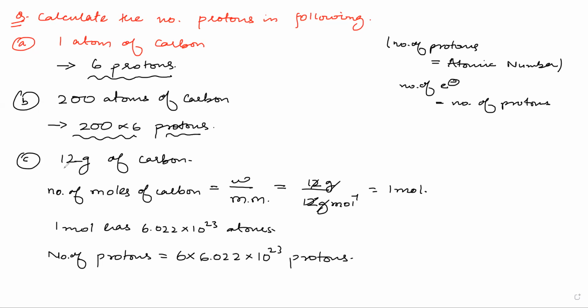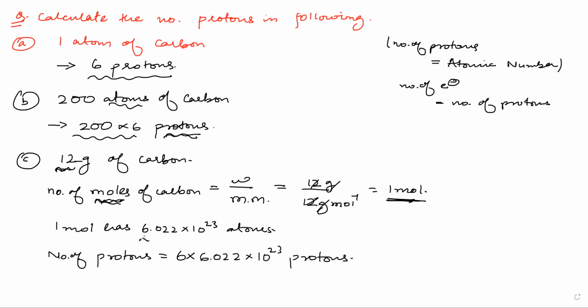Yes, correct. Now, if we have 12 gram of carbon atoms, so for the number of protons, we need the number of atoms. We cannot directly get the number of protons from the number of grams. First of all, we want the number of atoms, and we also cannot directly get the number of atoms from the number of grams. We have to first calculate the number of moles. The number of moles of carbon will be the given mass divided by the molar mass. So we will get 1 mole because the given mass is 12 gram and the molar mass is also 12 gram per mole. It will give us 1 mole.